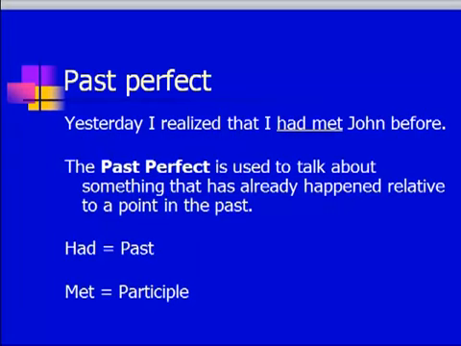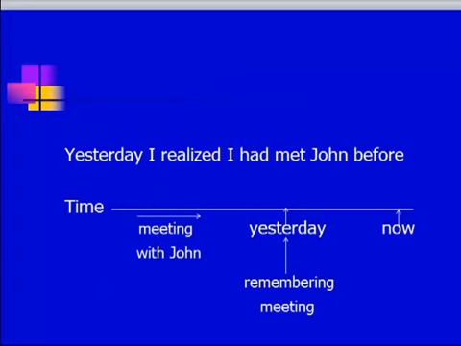So if we want to express that with a timeline, you get this. You have got 3 moments in time. You've got a time period where the meeting with John took place. Then you've got yesterday, and you've got now the moment of speaking. And what's happening is that you're now talking about remembering. In yesterday I realized I had met John before, you're talking now about remembering an earlier event, and that's when you use the past perfect.